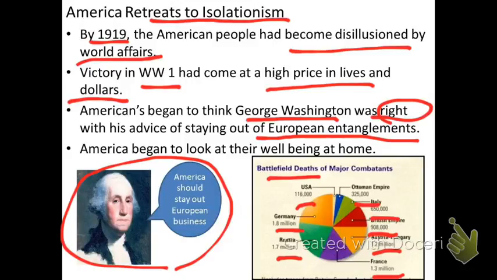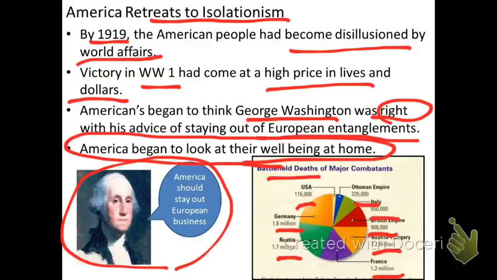And we, America, began to look at the well-being here at home. We begin to look at our own well-being, taking care of our own affairs, taking care of our own business, minding our own business. And so, as a result of World War I, we began to retreat back into isolationism.